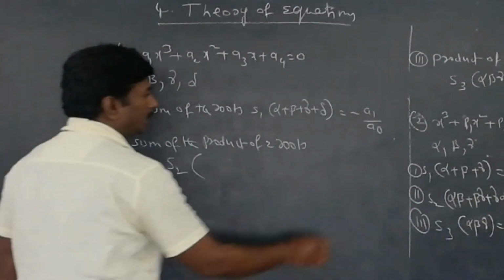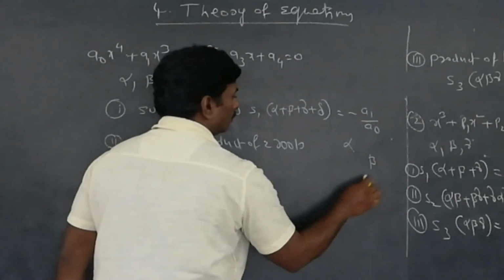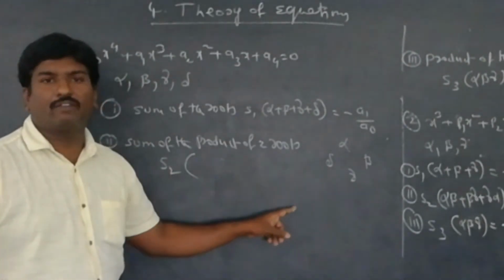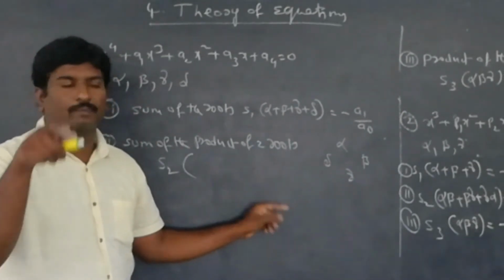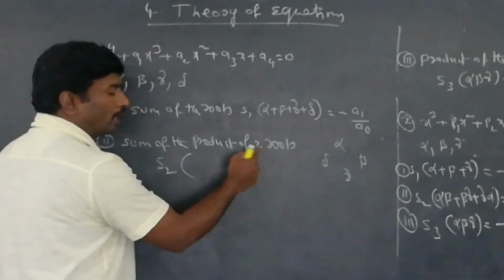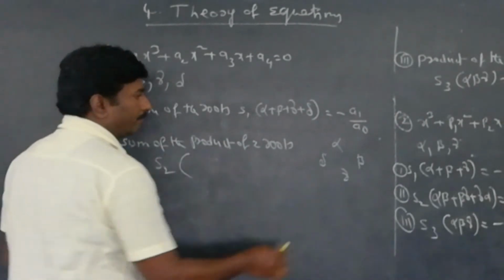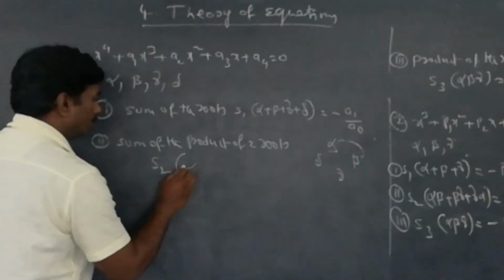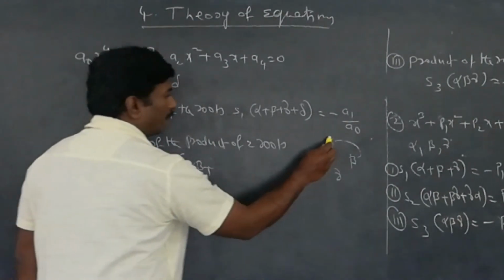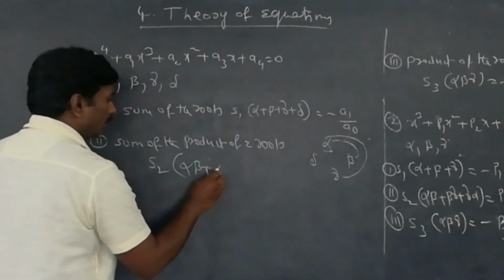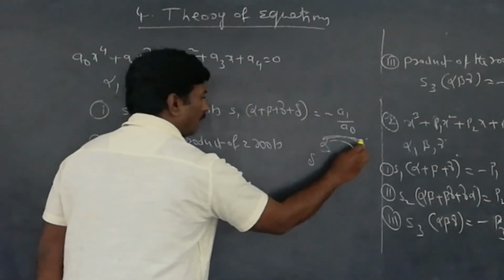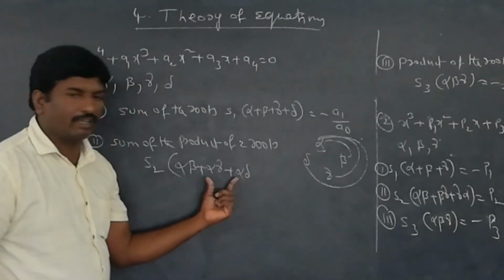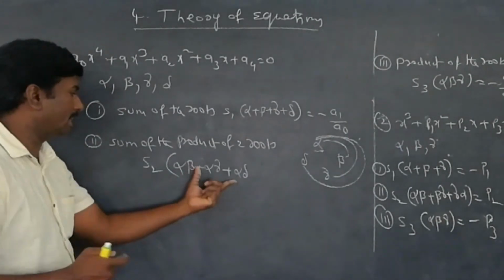So how many roots do we have here? 4 roots. Alpha, beta, gamma, delta. Every time we have to move in cyclic order only. So take 2 at a time. I am starting from alpha. So alpha beta, next alpha gamma, plus alpha delta. So for alpha we get 3 conditions.